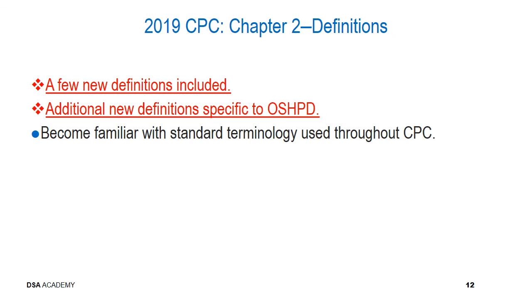Just to reiterate, whenever font is in red color and is underlined and is attached to a 4-diamond bullet to the left of it, this identifies a new amendment or a modified amendment in the 2019 edition of the California Plumbing Code. A few new definitions were included generally for the Plumbing Code. OSHPD has several new definitions, and all of these definitions are worth reviewing and worth becoming familiar with in the 2019 edition of the code.